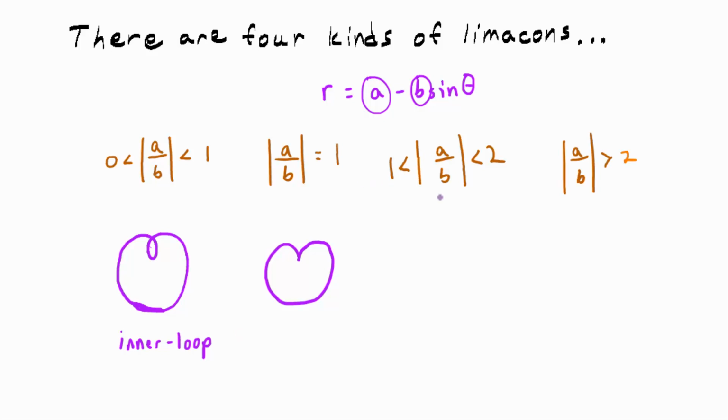All right. Now, what happens if the absolute value of A divided by B gets even bigger and is between 1 and 2? Then the cusp flattens out to a dimple, and it looks like a lima bean. Oh, so maybe that's why we call them Limacons, right? Or maybe that's why, well, it's the same root word anyway. So it's based on food. No, it just has the same root word. It does look like a lima bean.